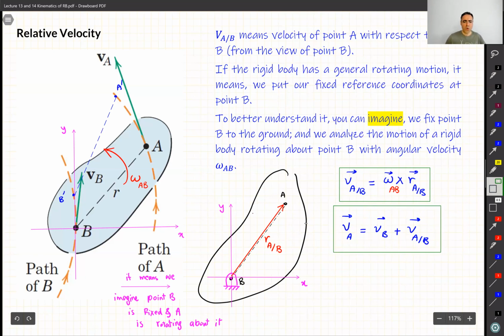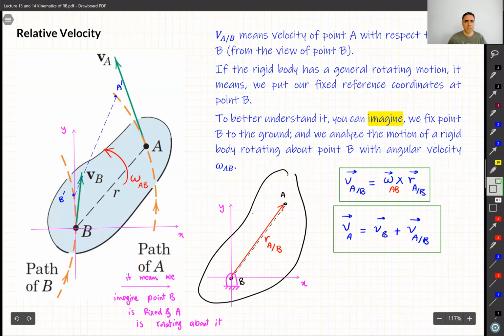So if I know the omega, then it means I can calculate VA with respect to B. And then depending on the question, I can find the relation between VA and VB. Maybe I know VB, then I can calculate VA. Or maybe I know VA, then I can calculate VB.